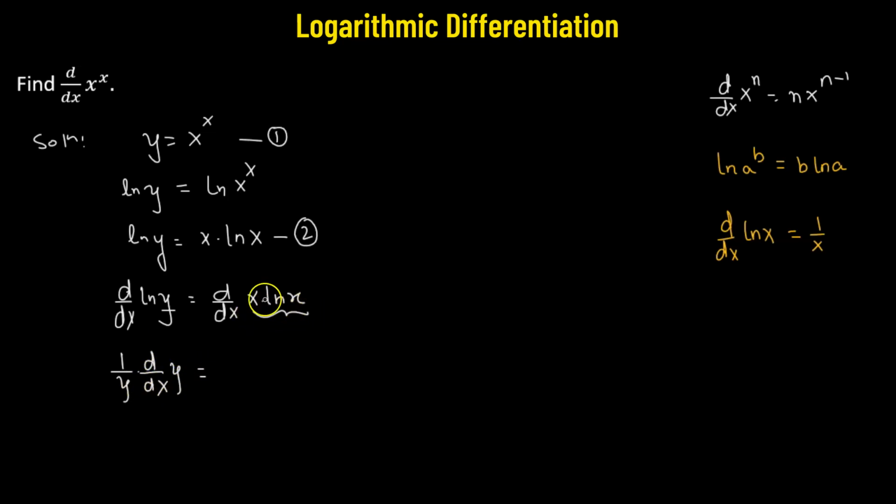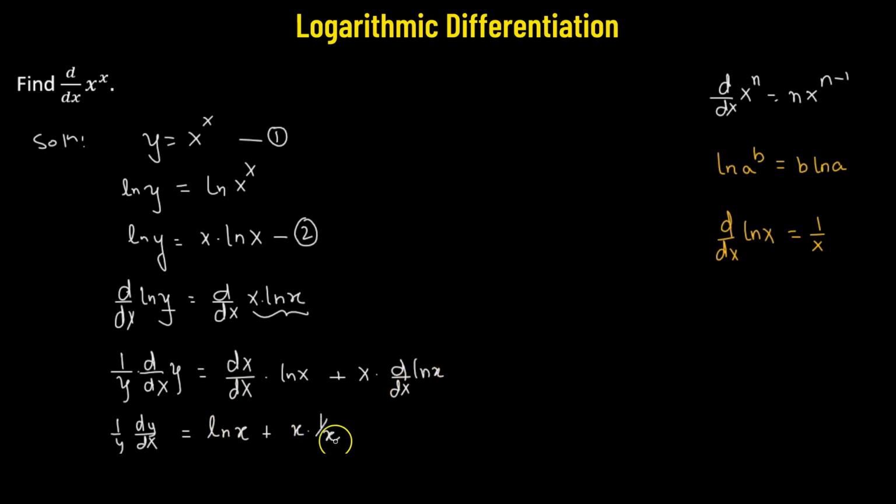Now, in order to take the derivative of x times log x, we'll use the product rule. So we have the derivative of x, the first function, with respect to x multiplied by the second function, log of x, plus the first function times the derivative with respect to x of the second function, log of x. This will give us 1 over y times the derivative of y with respect to x equals the derivative of x with respect to x, which is simply 1. So we have 1 times log of x plus x times the derivative of the logarithmic function, which will be 1 over x. So the x and x get cancelled out, and we have log of x plus 1.